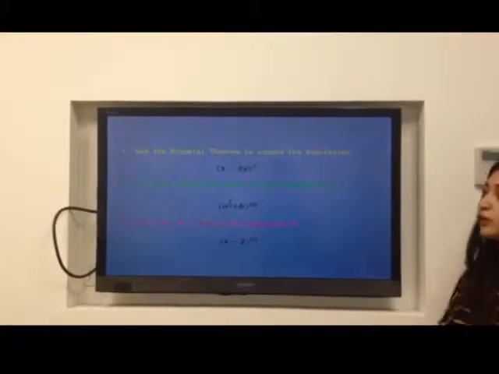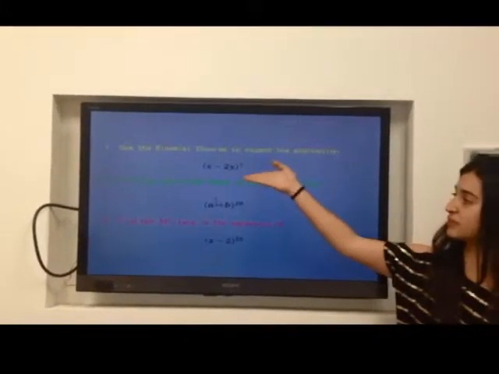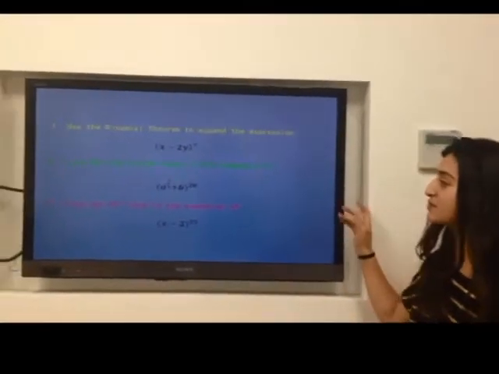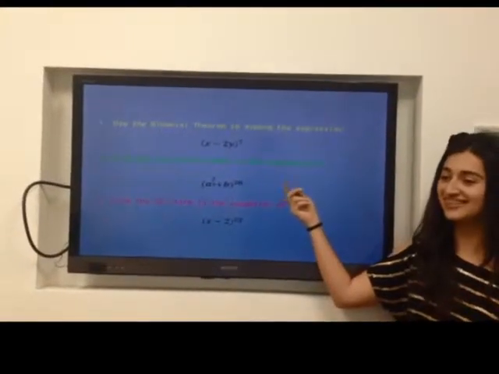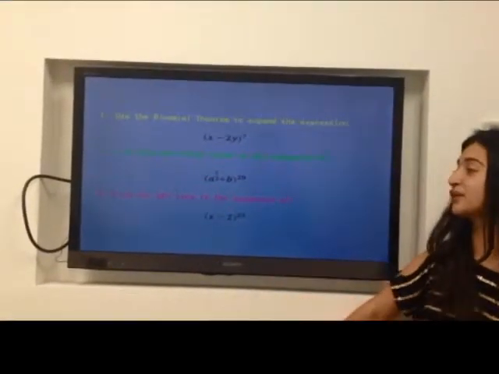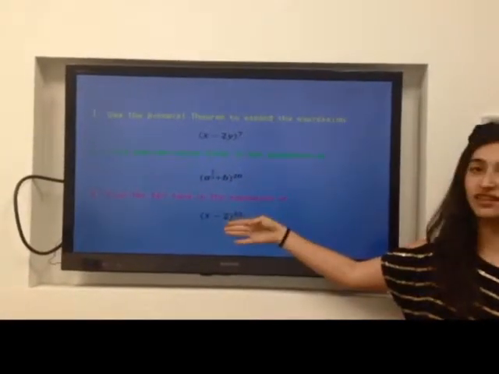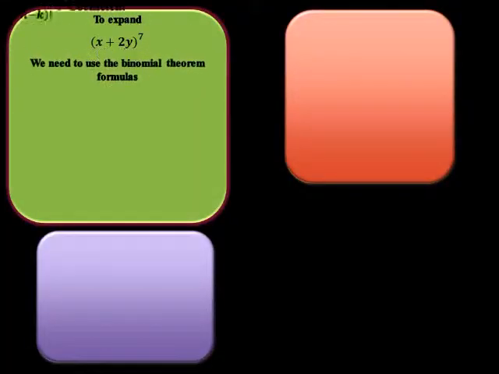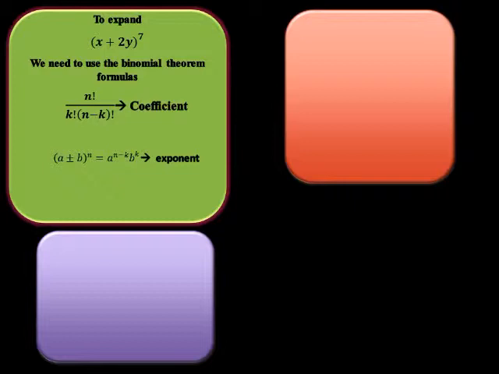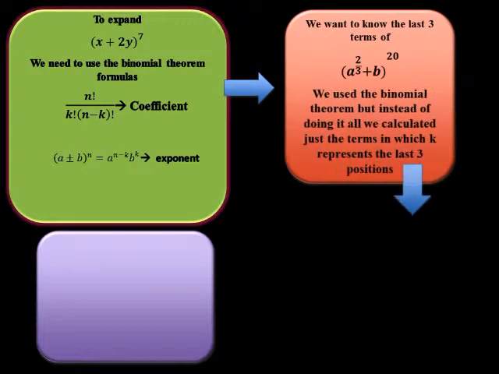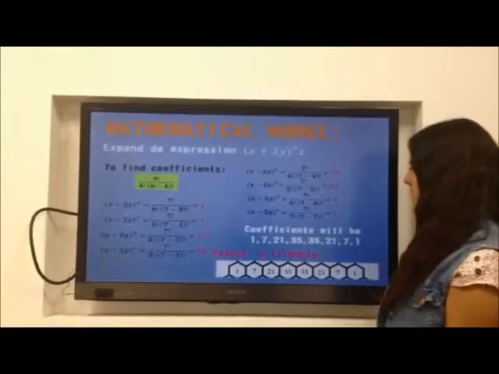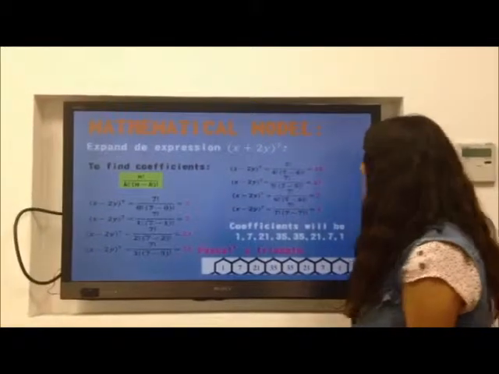First, we were told to use the binomial theorem to expand this expression. Then, we're told to find the last two terms in the expansion of this other expression, and to find the 24th term in this binomial. We're going to do the following procedure.